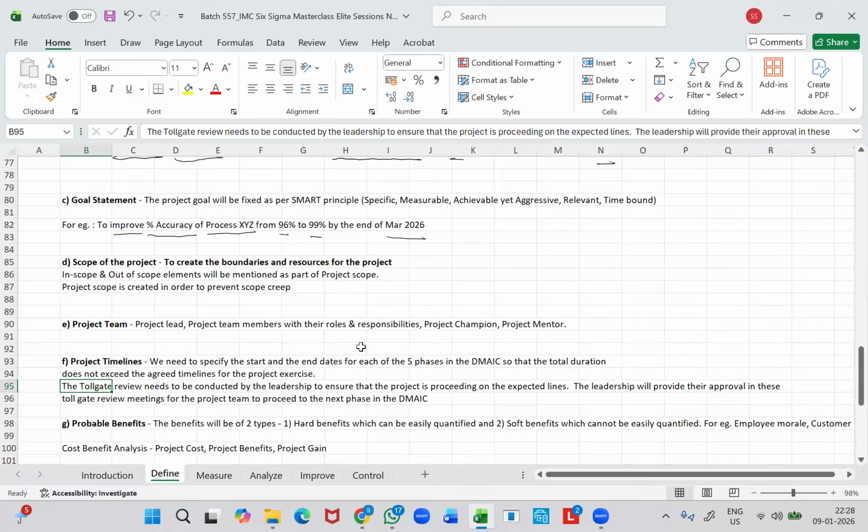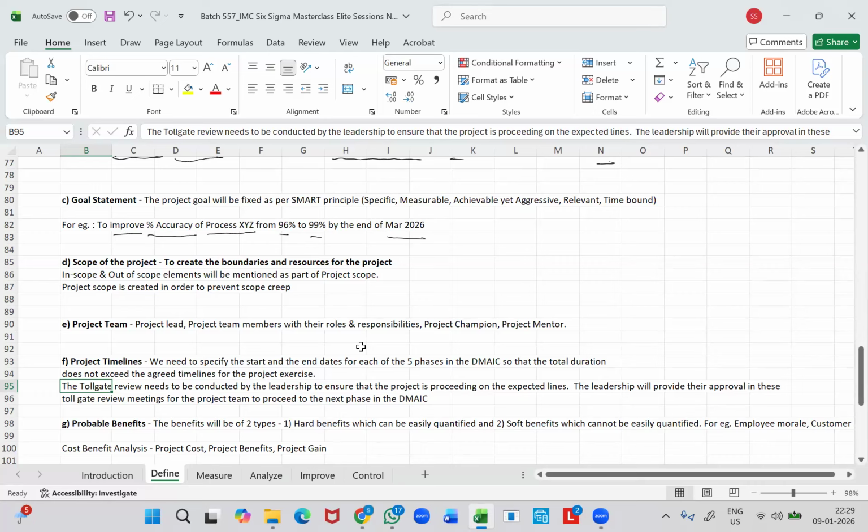Over a period of time, it's quite possible the leadership may lose interest in that project exercise and may not attend all these tollgate review meetings regularly. That shouldn't be the case. If the leadership is going to lose interest in a Six Sigma project exercise, the other stakeholders also will stop supporting the project team, which should not happen at all. And if they stop supporting the project team, then the Six Sigma project will get closed prematurely without seeing the daylight or without successfully getting closed. Which should not happen, right?